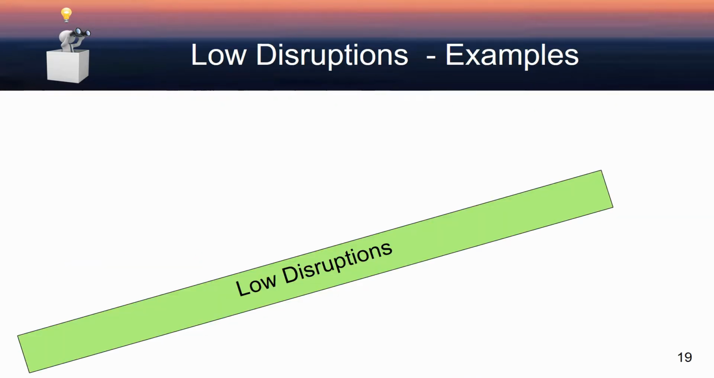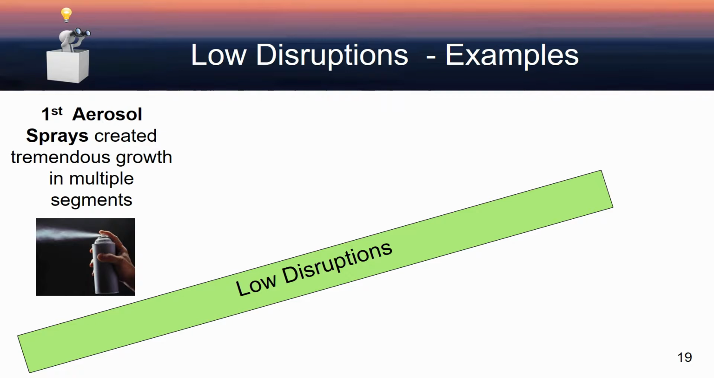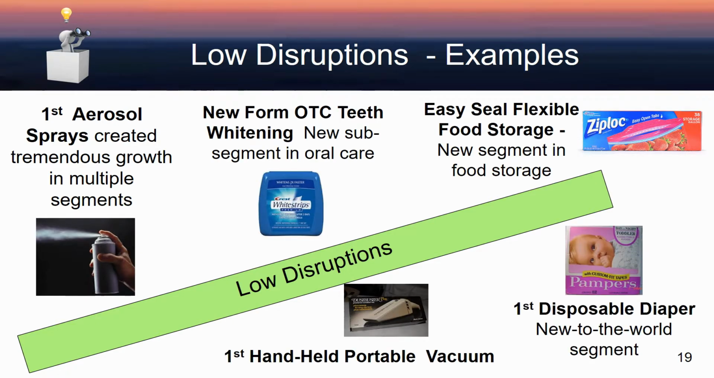Let's look at some examples of low disruptions. Each of these products, when they were launched, created new segments in the world or new subsegments, and each of them changed behaviors of consumers for their particular areas, such as Pampers or white strips, or even the first handheld portable vacuum cleaner.